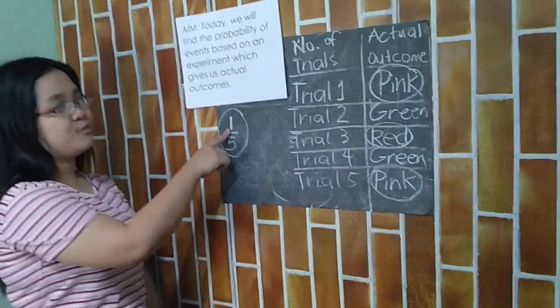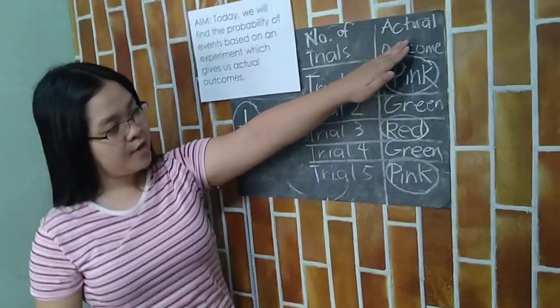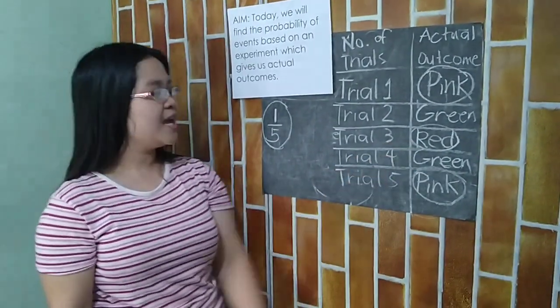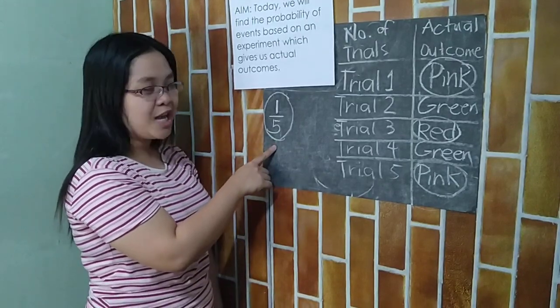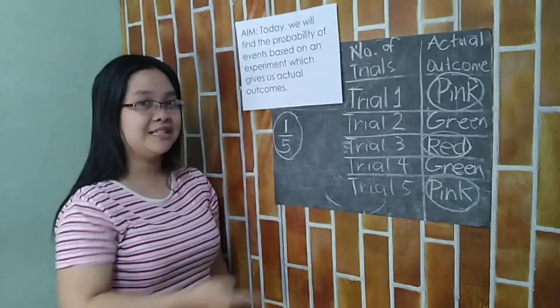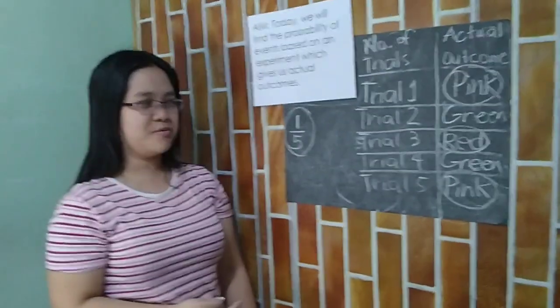So, 1, it is based on the actual outcome. As you can see on our table, there's only 1 red there. And this 5 is based on the number of trials that I did during the experiment.